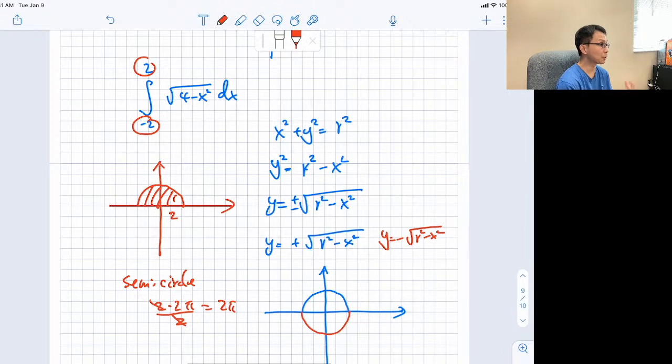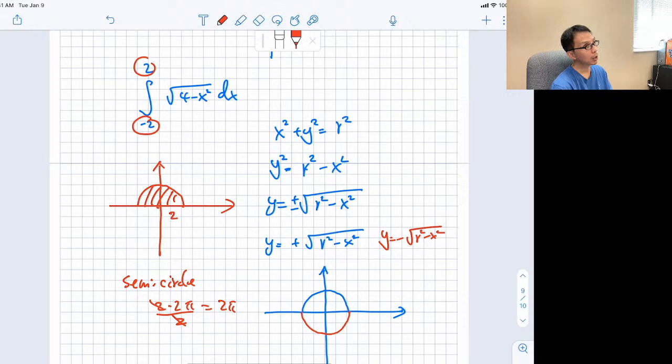Now, can I ask you a different radius? Of course. Can I ask you the integration from -7 to 7 of square root of 49 minus x squared? Yes. Can I ask you between 0 and 7? Yes. That'll be a quarter circle instead of a half circle.